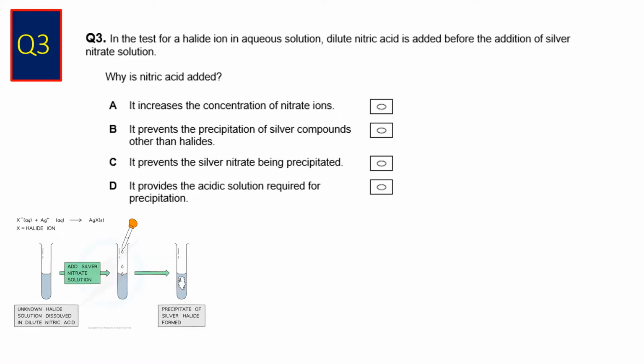Question 3, in the test for halide ions in aqueous solution, dilute nitric acid is added before the addition of silver nitrate solution. Why is it added? And the answer to this is to prevent the precipitation of silver compounds other than halides. Carbonates will produce a white precipitate and so give a false positive result in this test, so we want to get rid of that first.